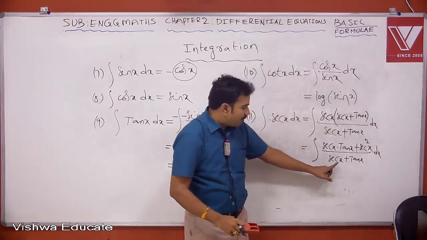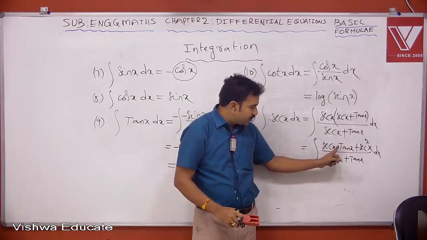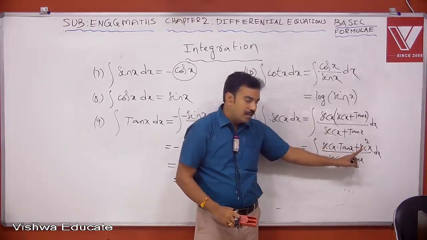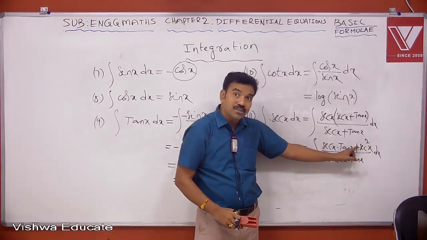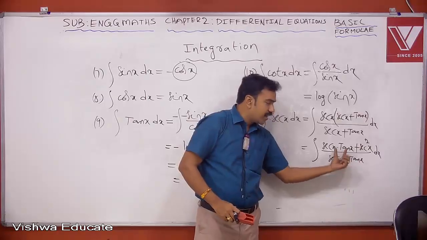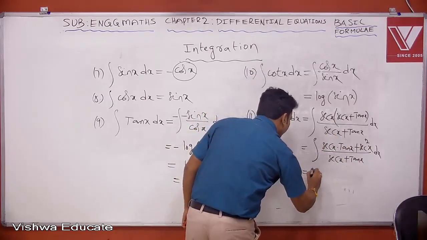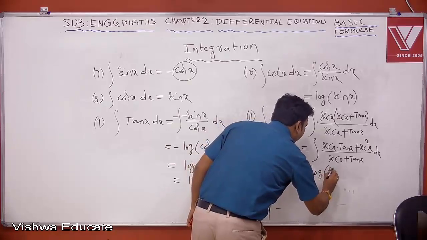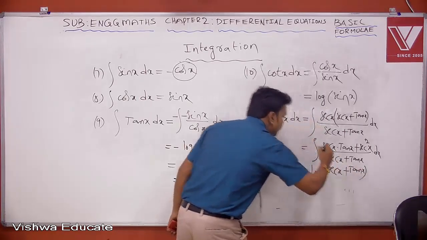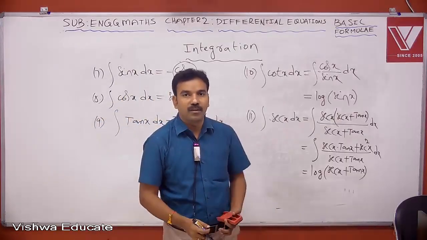Now when you look at the denominator, it is secant x plus tan x. Secant x derivative is secant x into tan x. Tan x derivative is secant square x. This is plus symbol, the same symbol is repeated here. So therefore the denominator derivative is directly in the numerator part. Therefore when you apply formula number 6, this will be log of secant x plus tan x. Note all these formulae.